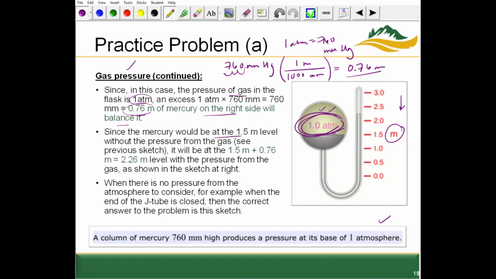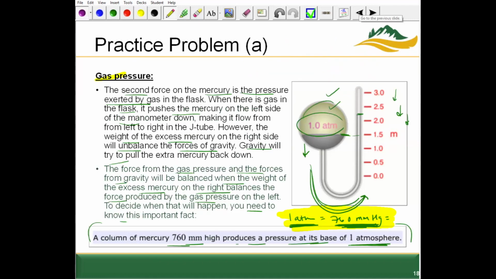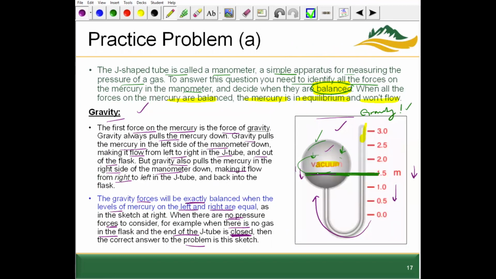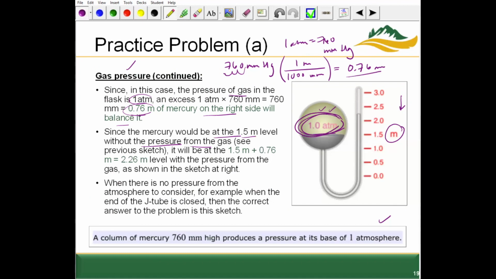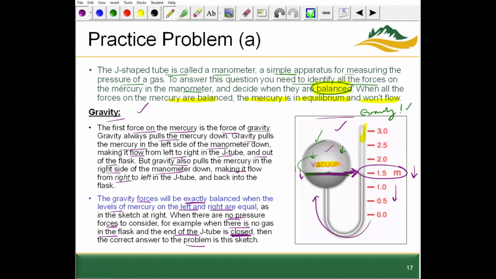Since the pressure would be at the 1.5 meter level without the pressure from the gas, why is that again? Well, we need to make these levels equivalent. So this point here for the mercury, this was equal to 1.5 meters. So as is, this pressure level is equivalent to 1.5 meters. So since the mercury would be at 1.5 meter level without the pressure from the gas, right? This is without the pressure from the gas. This is just from gravity. It would be at 1.5 meters.